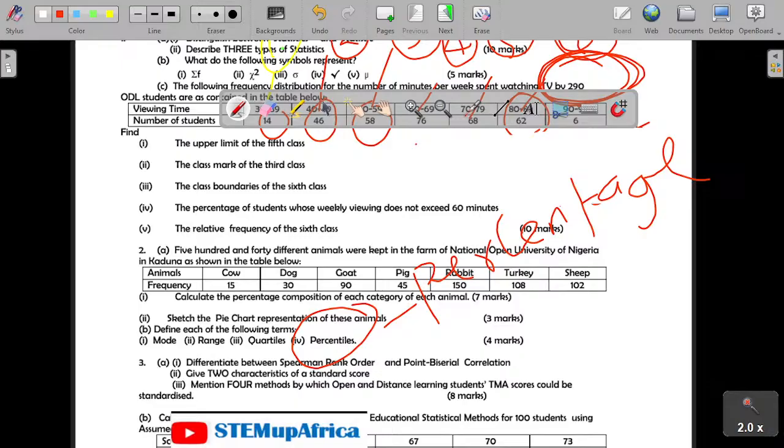Then question 3 says to differentiate between Spearman rank order and point biserial correlation. Like all these things are in the textbook. I'll look up all those definitions.